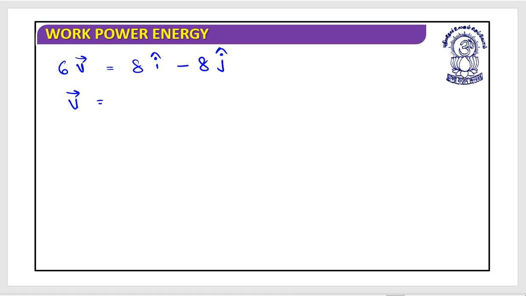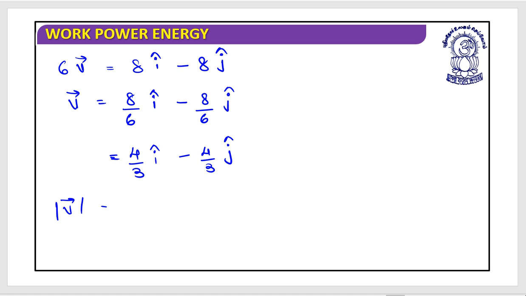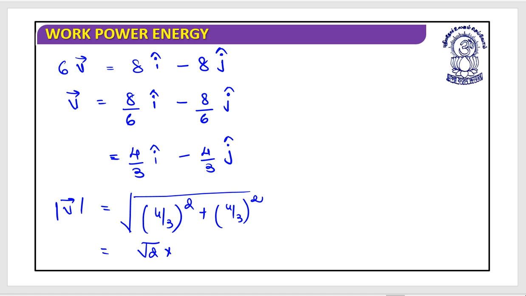So vector v could be written as 8 by 6 i cap minus 8 by 6 j cap. That should be 4 by 3 i cap minus 4 by 3 j cap. So the magnitude of this vector would be equal to root of (4 by 3) whole square plus (4 by 3) whole square. That should be root 2 times 4 by 3 meter per second. This is the magnitude.